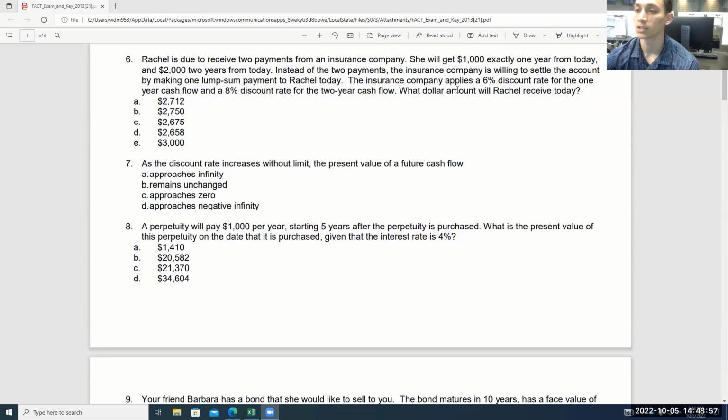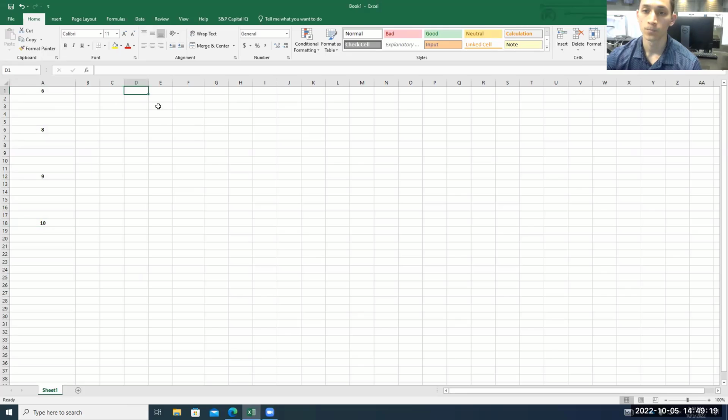So I'd like to go ahead and look at the question that's asking of us. It's asking what will the dollar amount be today, which is going to be the present value. We're looking for the present value already. So I'd like to put the variables we know down into Excel. It says that she's going to receive 2 payments, one of $1,000 and one of $2,000. So I'll go ahead and put my information that I know.